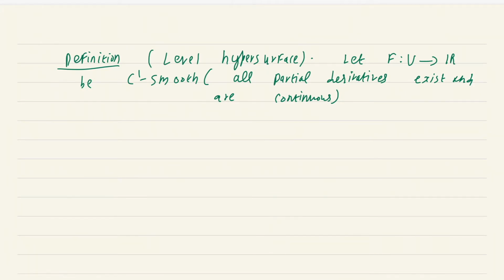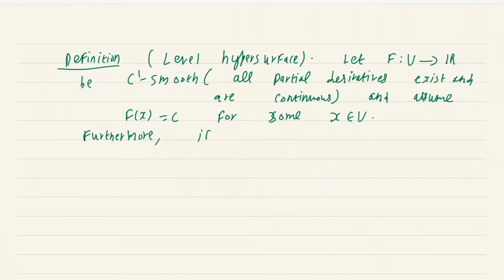Okay, so let f from U to R be a C1 smooth function and assume f of x equal to some c, for some x in U. So you're fixing a point x in U, and the value at the point x is just c. Now furthermore, assume that if f of y is equal to c, where y is coming from U, then the gradient of f at y is not 0.